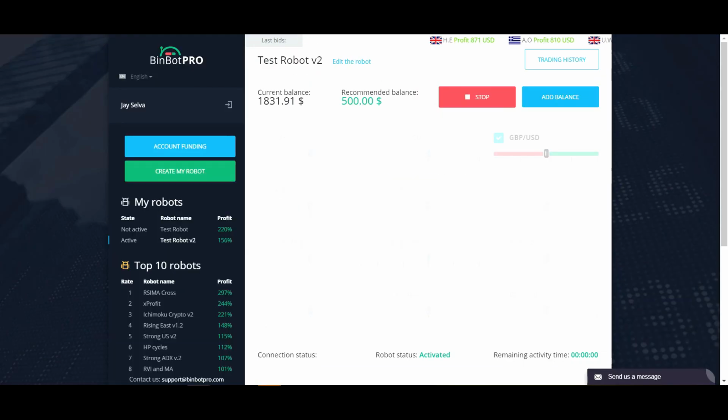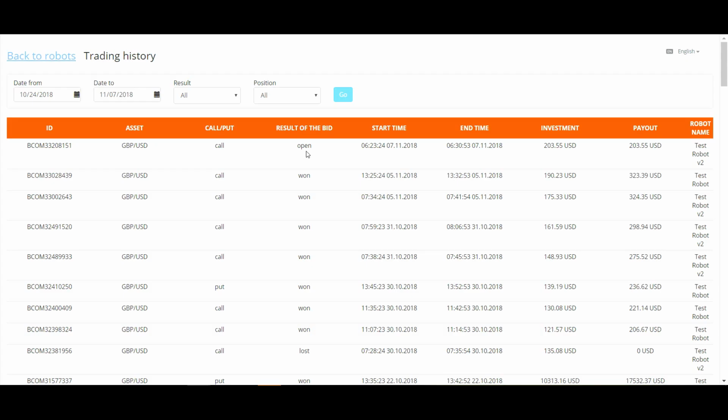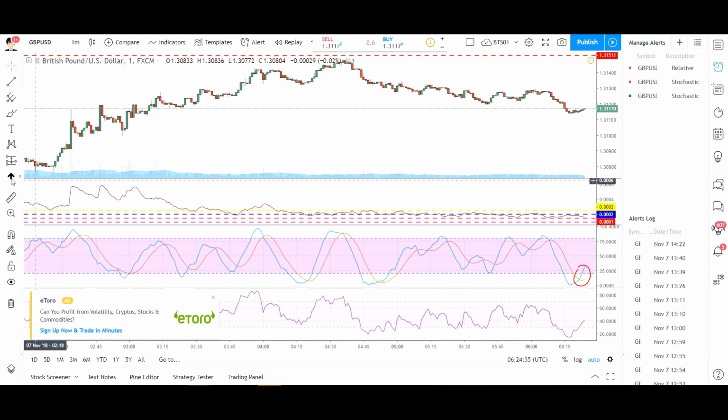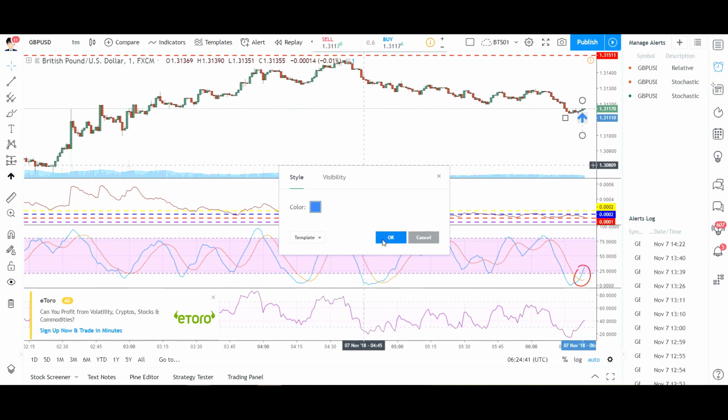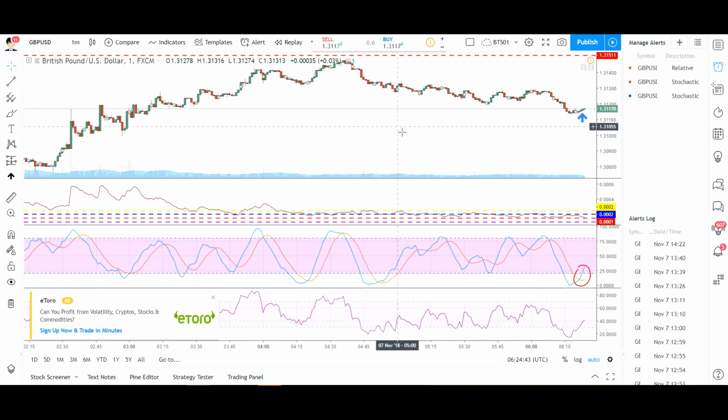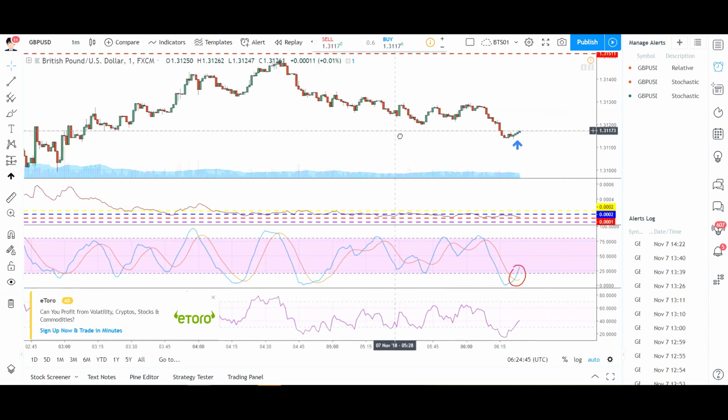Let me check. Alright, so you can see my balance has decreased. Let me turn off the robot. So there's a call position open at 6:23. Let me put up an upward arrow at 6:23. Change it to blue. Alright guys, so let's just come back to the trade when it expires, and we'll review the results together.